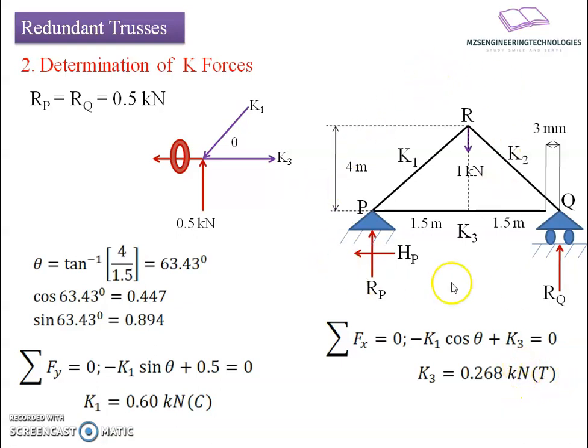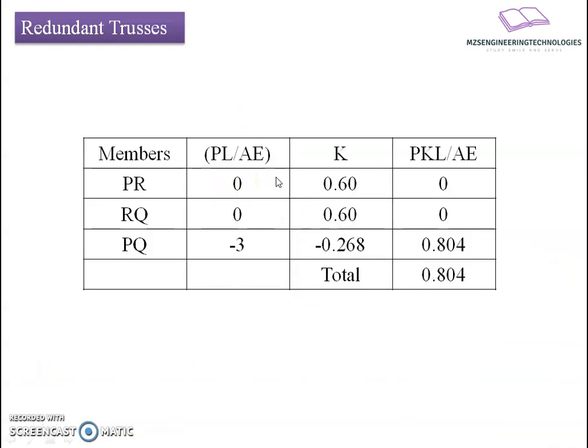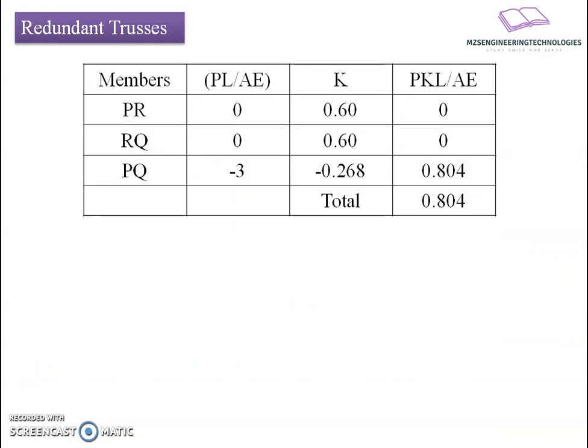Now I will utilize the symmetry of the section and say that K1 equals K2, which equals 0.60 kilonewton. There is symmetry in loads as well as symmetry in the geometry, that's why we can state K1 equals K2, which equals 0.60 kilonewton. Now we'll try to find the displacement observed at the joint R due to the application of the unit load at R. For that we'll put the results into tabular format.